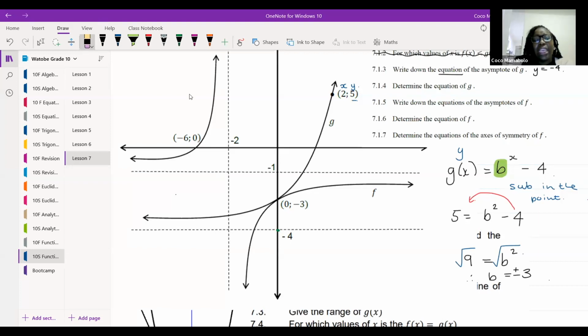Excellent. Give me a thumbs up if finding the equation of the graph is easy. We can now replace b with 3. So we're going to have g of x is equal to 3 to the power of x minus 4. Yes, Patu. Okay, that's okay. We're going to do another example.